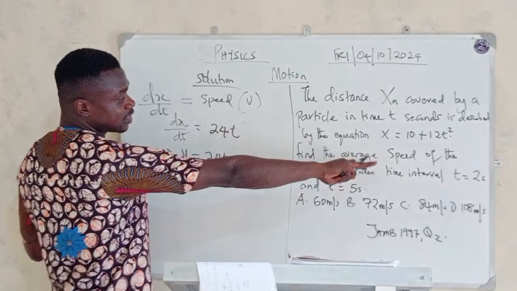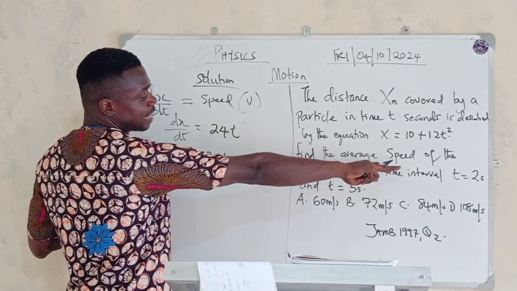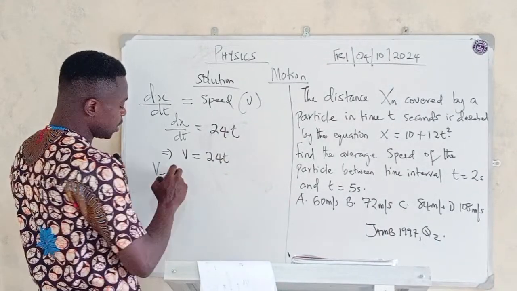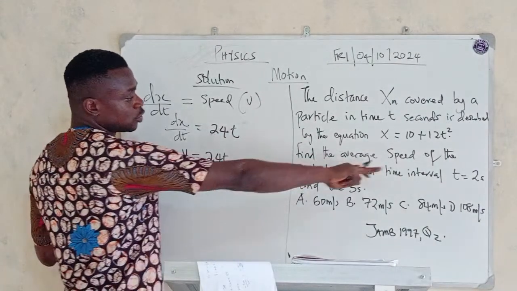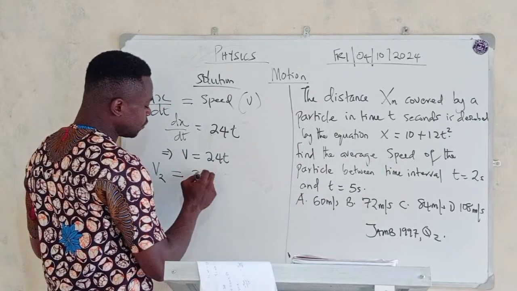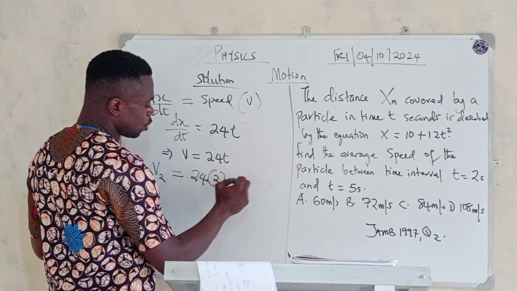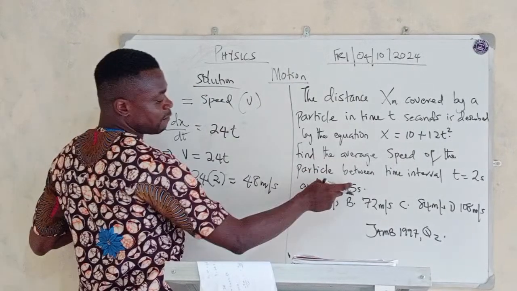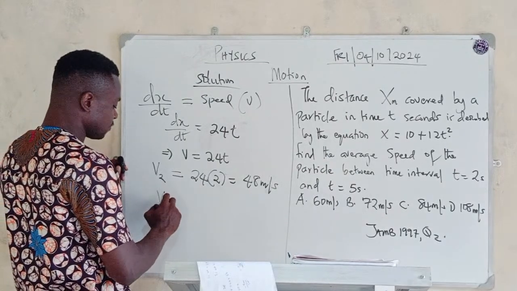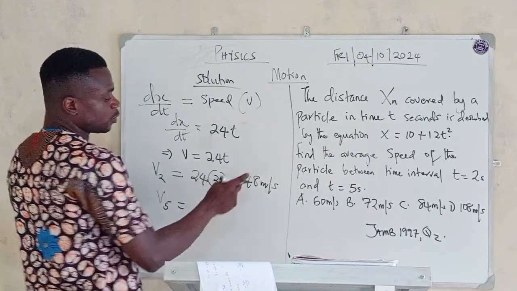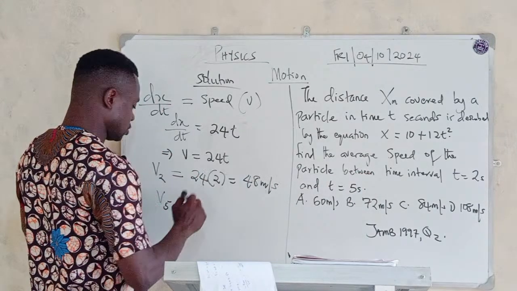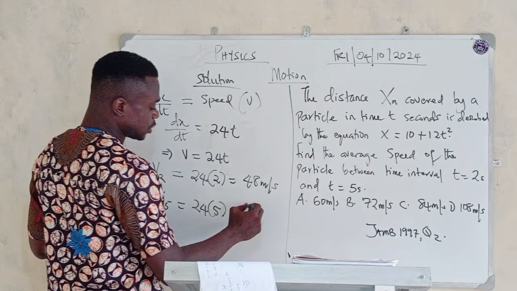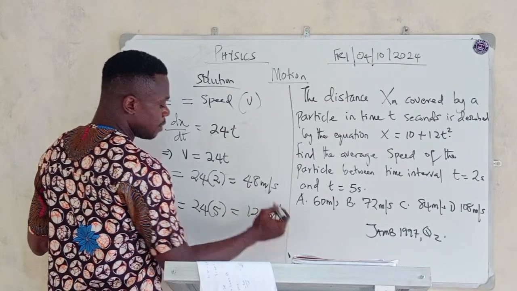Now v at time 2, you can take it as v2, no problem, or v1, no problem. It is now equal to, we substitute these 2 seconds for t. We have 24 times 2, which is 48 meters per second. V at time 5 seconds is v5. We substitute 5 for time in this equation. So we have 24 times 5, which is 120 meters per second.